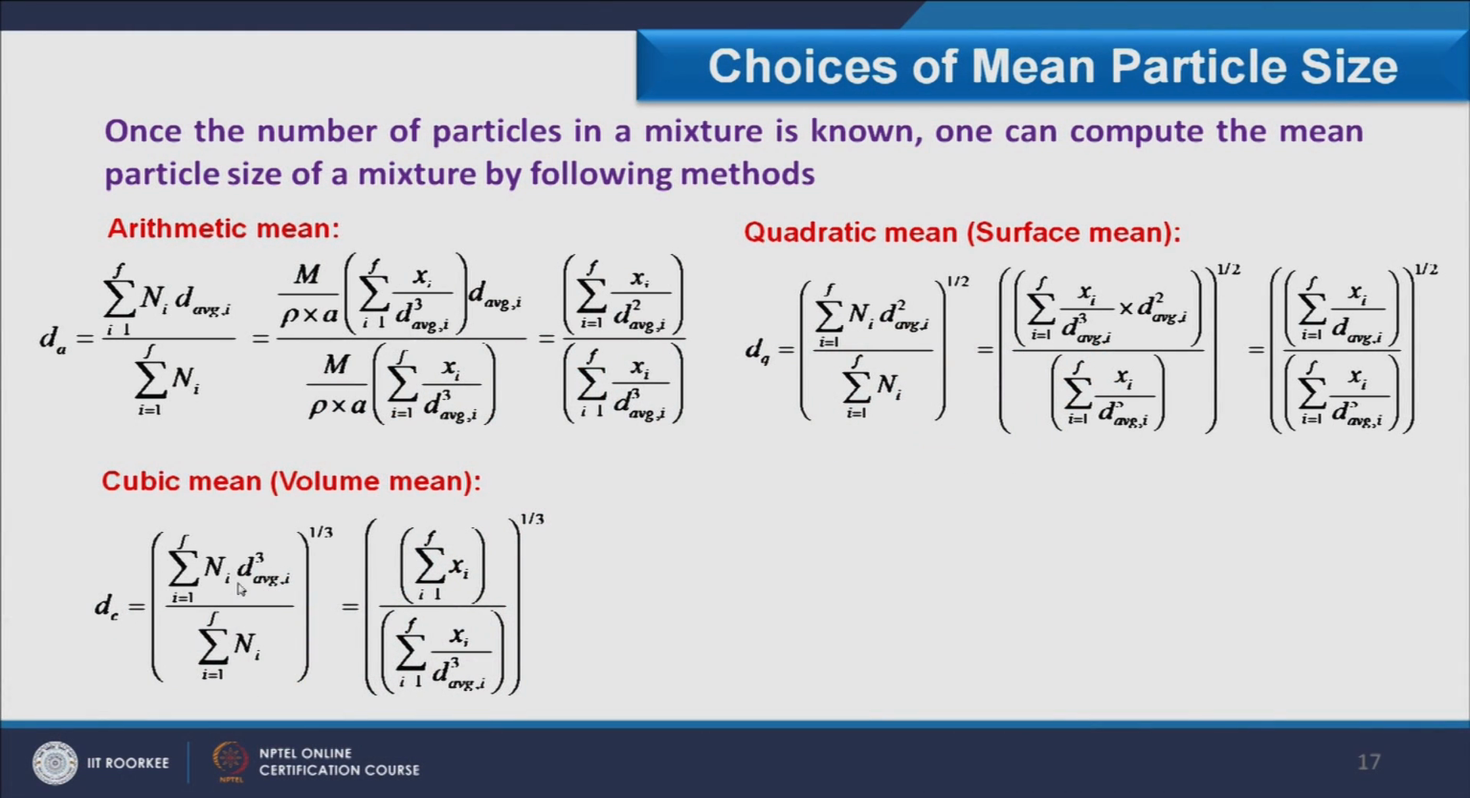Further, I have the diameter as cubic mean, or we also call it volume mean diameter, that is dc, and here we have the expression Ni d average I cube divided by Ni, power 1 over 3. Writing the expression of Ni and resolving it, the final expression I have is summation I 1 to f xi divided by summation I 1 to f xi over d average I cube, raised to power 1 by 3. So, all these three methods are used to calculate the mean particle size of a mixture.